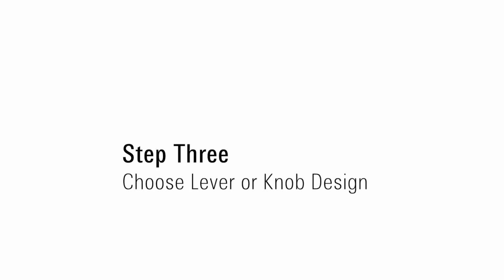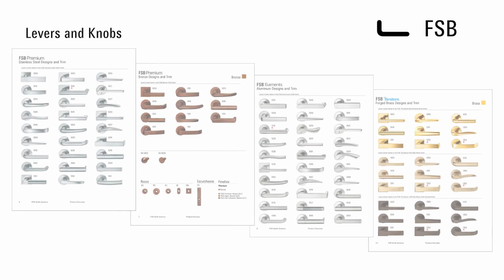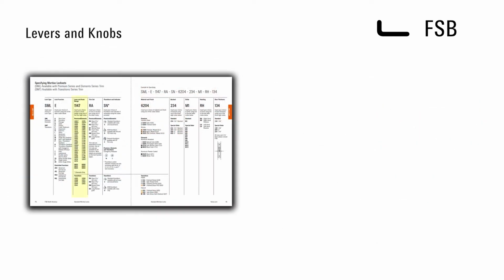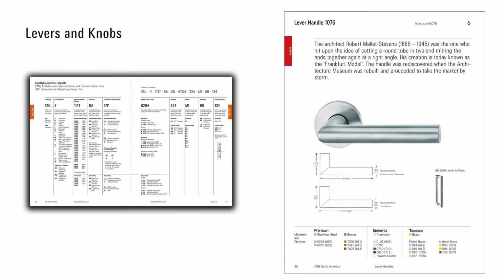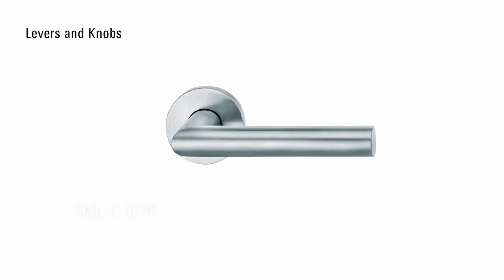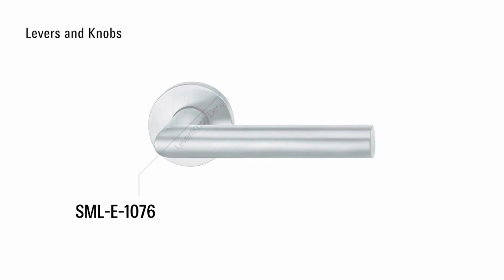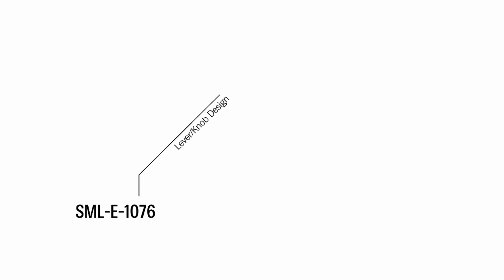Step 3. Choose lever or knob design. There are dozens of FSB levers and knobs to choose from for each lock type, and a full list is available at the beginning of each lock section within the catalog. Additionally, the catalog features a dedicated page to each lever that includes designer history, dimensions, and available materials and finishes. We will choose lever 1076. The 1076 lever code is 1076.